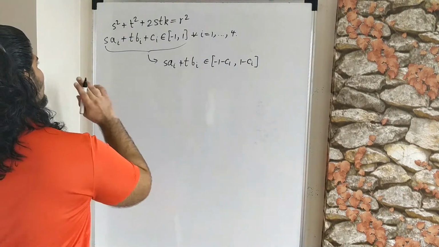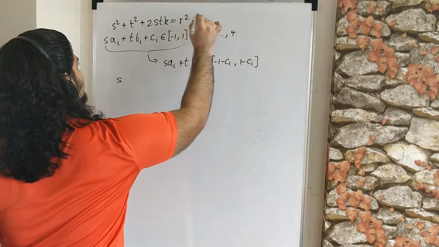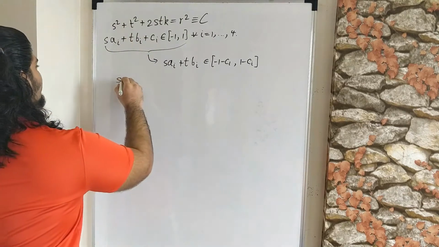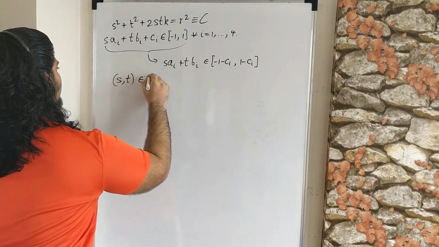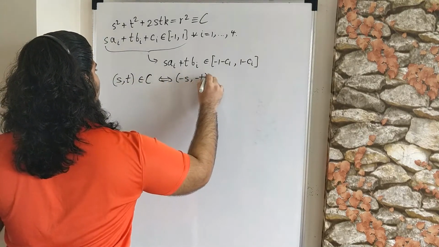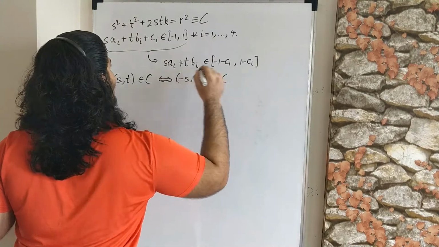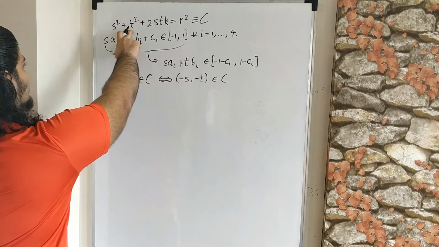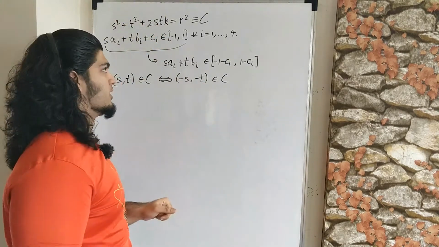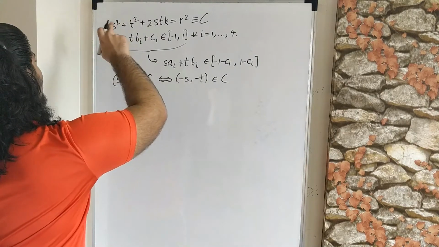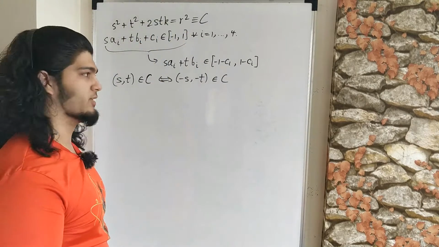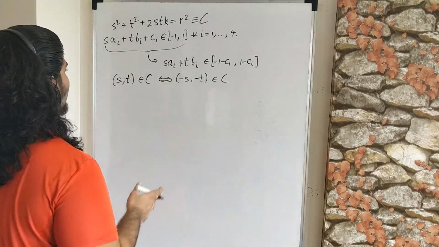What we'll do is we'll say that, let's call this C for circle. So if this is the curve C, then if (s, t) is in C, then (-s, -t) is also in C, because if you put minus s, minus t over here as well, then you'll see that if s square plus t square plus 2stk is equal to r square, then minus s square plus minus t square plus 2 times minus s times minus t times k is also r square, because the minus ones all cancel out everywhere.